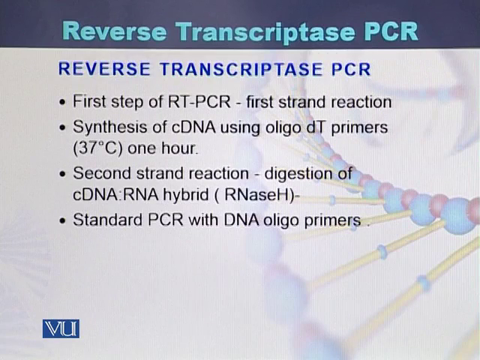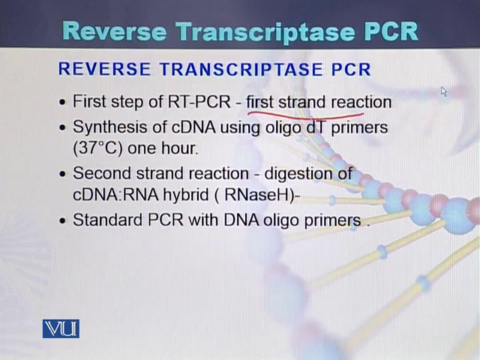The process of how reverse transcriptase PCR is performed: the first step is the production of the first strand during the reaction. So as a first step during the RT-PCR, there is a synthesis of the cDNA by using the oligo-dT primers. Usually this step, that is synthesis of cDNA, is at 37 degrees centigrade for 1 hour.